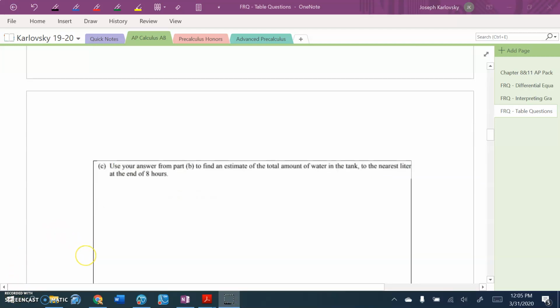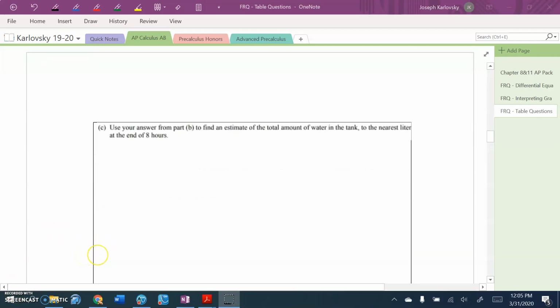All right, part C says use your answer from part B to find an estimate of the total amount of water in the tank. Sometimes we call this an accumulation function, or just the idea of we have a starting value and some stuff gets added, some stuff gets removed, and what's our finishing story.